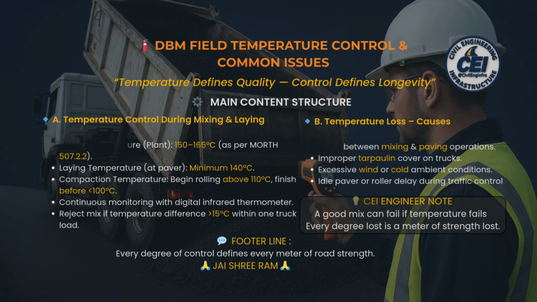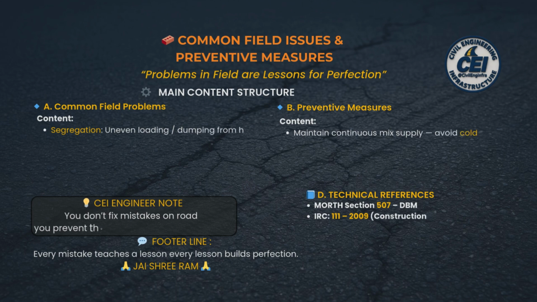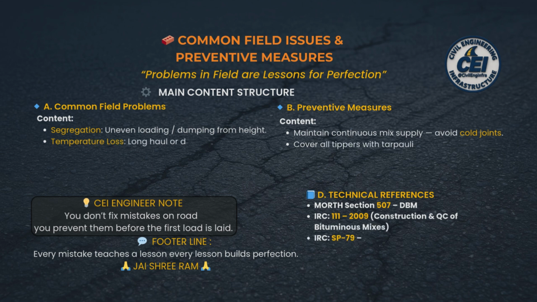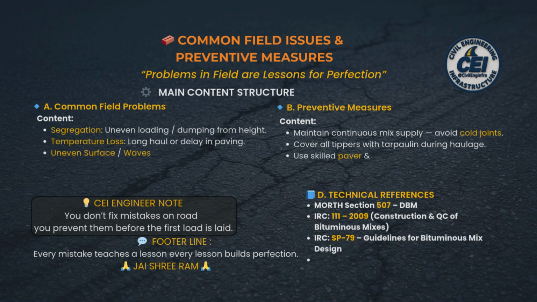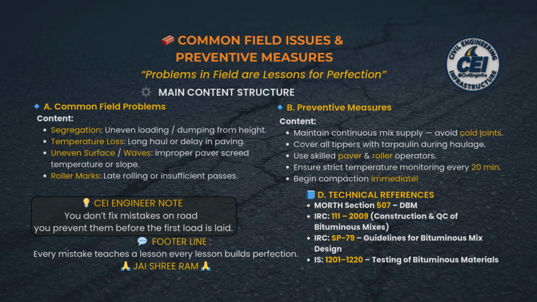Now we move to the stage where field teaches the real lessons. Problems in field are lessons for perfection. A. Common field problems. Segregation, uneven loading or dumping from height. Temperature loss, long haul or delay in paving. Uneven surface waves, poor paver screed or slope. Roller marks, late or insufficient passes.